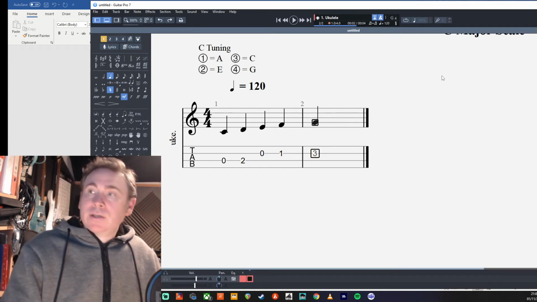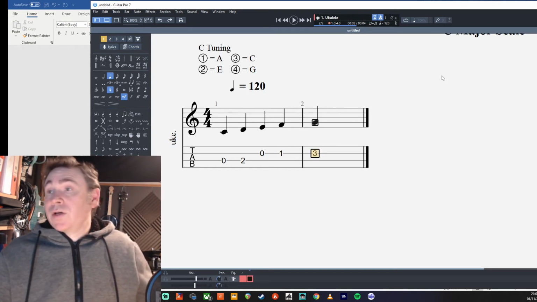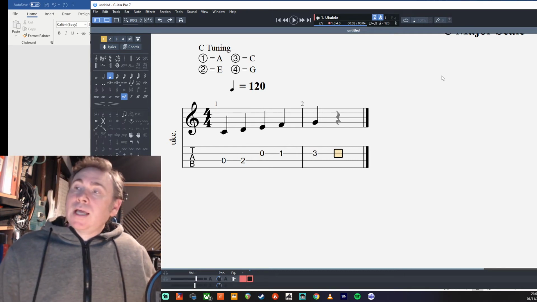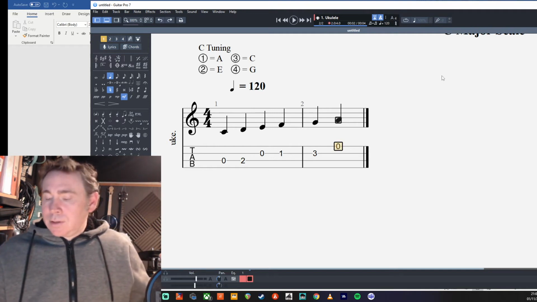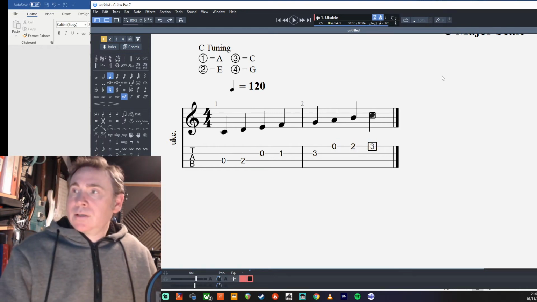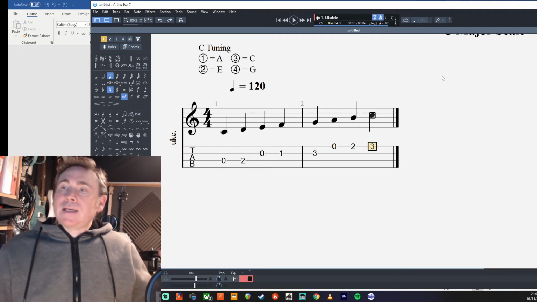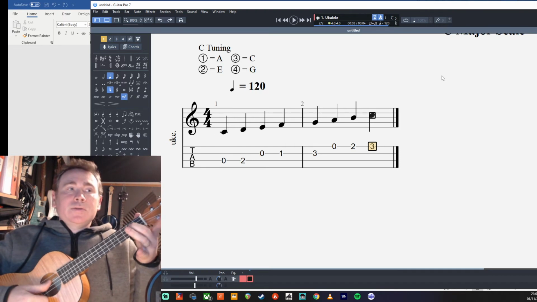The G will be on the 2nd string, so that's on the 3rd fret. And now we're going to move for our A to the A string. Then we're going to play our B there and our C finally there. Now that gives us, so on the 3rd string, C string, open 2nd fret.